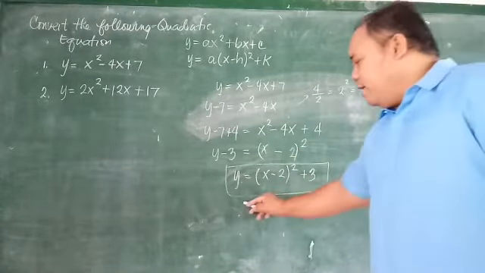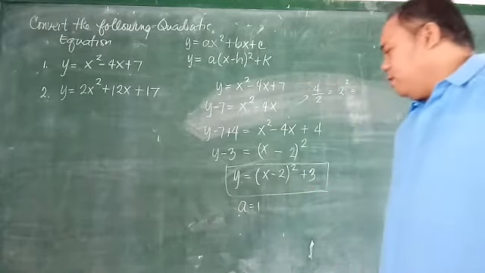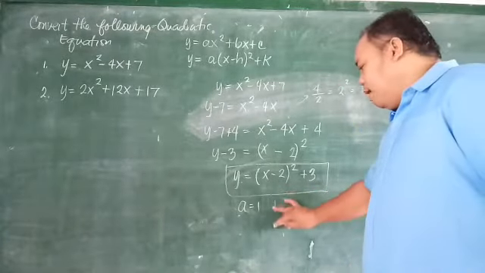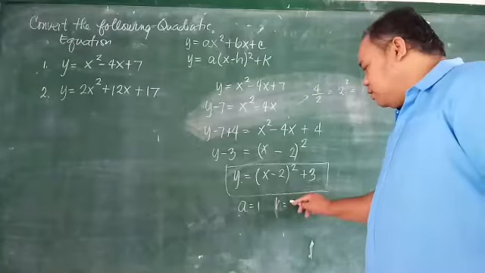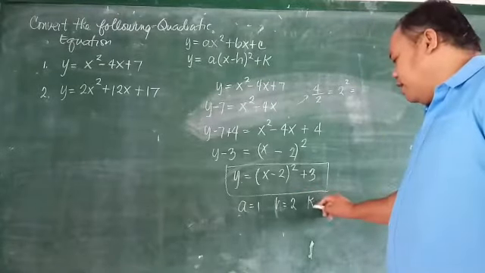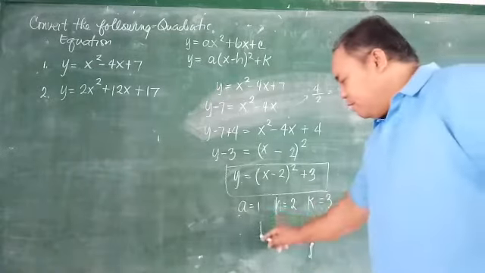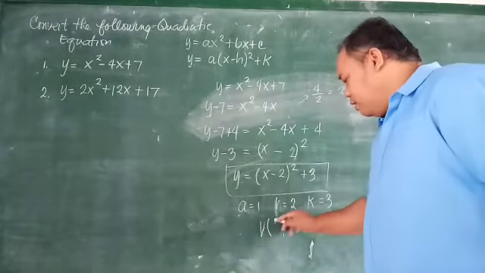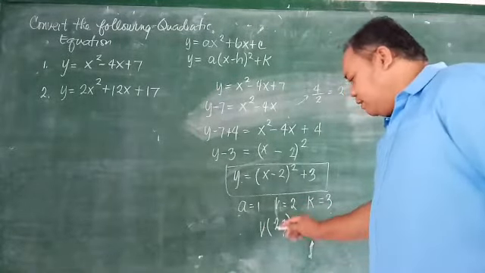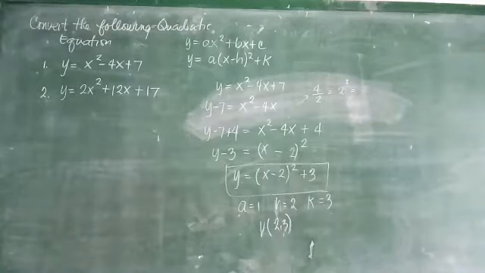So that will be your standard form of the equation. The value of a is 1, the value of h is 2, and the value of k is 3. So your vertex is (2, 3). Okay, that is it.